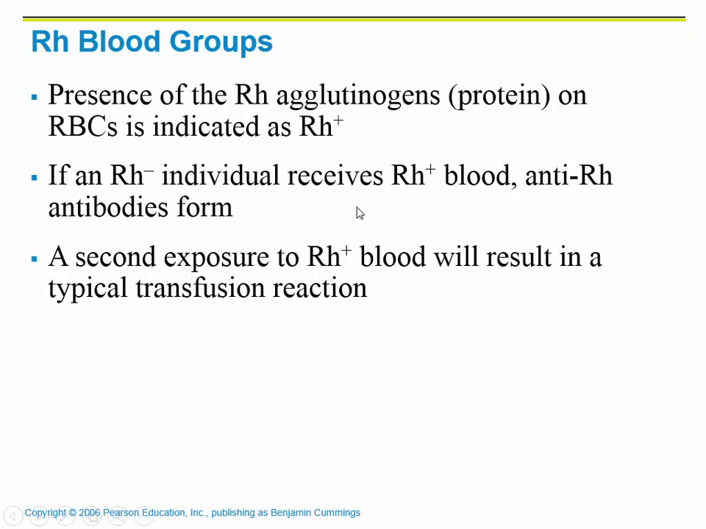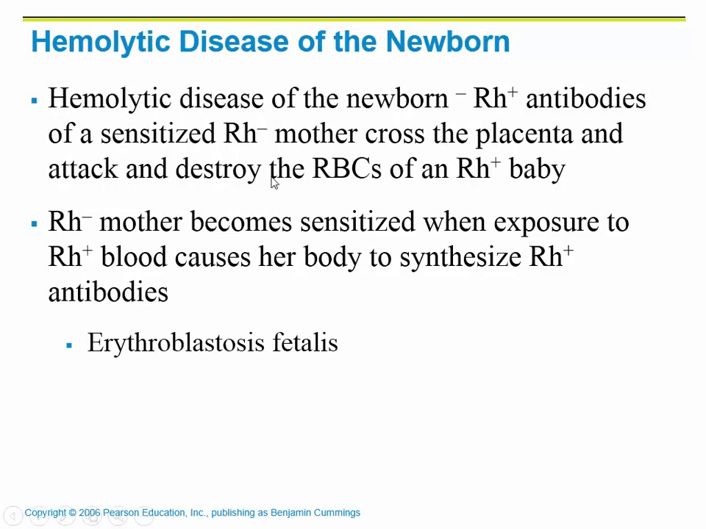I'm going to explain this part. If an Rh negative individual receives Rh positive blood, the antibodies will form, and then the second time you'll go through a transfusion reaction. I'm going to explain that a little more when we get back to class. This is when the Rh actually matters. It's called hemolytic disease of the newborn. This only applies if the mother is Rh negative and the baby is Rh positive. So what is going to happen in that case?